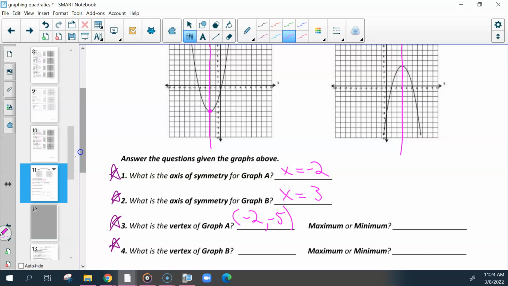And then remember that your maximum is your highest point, your minimum is your lowest point. So is this a maximum or a minimum? Minimum.